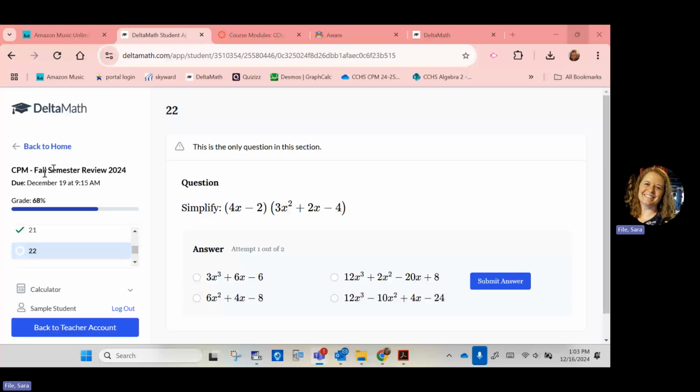Here on number 22, again, we are in Delta Math. Your CPM fall semester review is in Delta Math. These questions on this review were written specifically to mirror the questions that are on the fall semester exam. So if you can answer these questions, you're going to do fine on the exam.